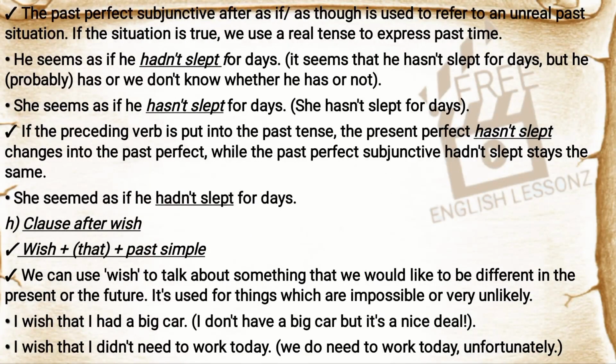The past perfect subjunctive after as if / as though is used to refer to an unreal past situation. If the situation is true, we use a real tense to express past time. Examples: He seems as if he hadn't slept for days. It seems that he hasn't slept for days, but he probably has, or we don't know whether he has or not. He seems as if he hasn't slept for days. He hasn't slept for days. If the preceding verb is put into the past tense, the present perfect hasn't slept changes into the past perfect, while the past perfect subjunctive hadn't slept stays the same.